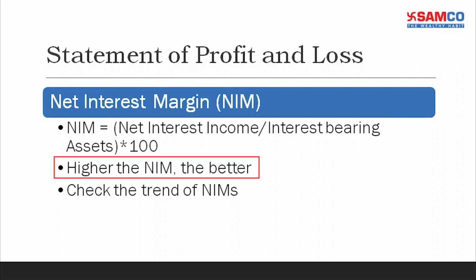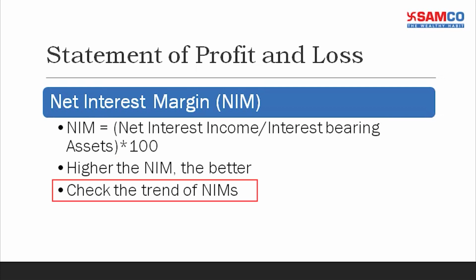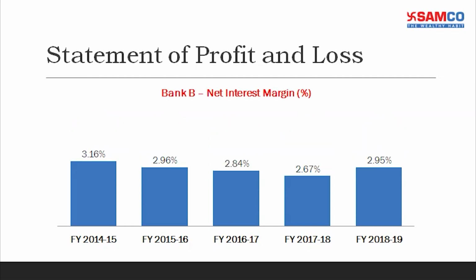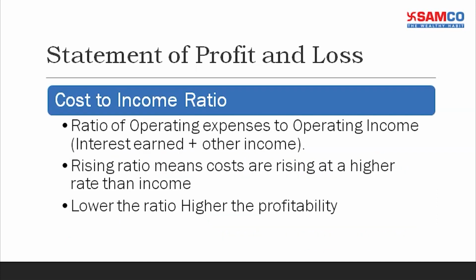The higher the NIM is the better, but it is of utmost importance to check the trends of NIM on a YoY basis as well as on a quarter-on-quarter basis. NIM should be consistent throughout the last few years. So now we can see Bank A, since the last 5 years, has continued to maintain its NIM at 4.30%, whereas Bank B has not been consistent enough in maintaining its NIMs. Coming on to the cost to income ratio. This helps in assessing the profitability of the bank.